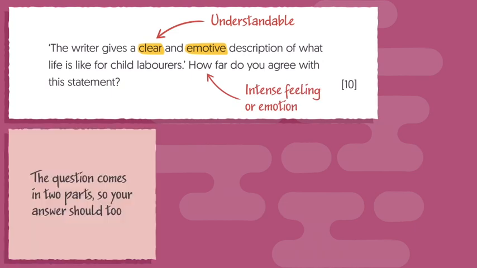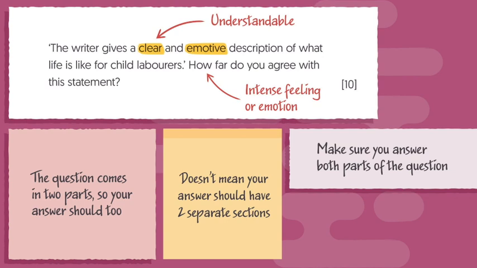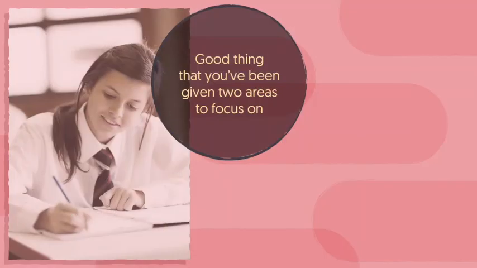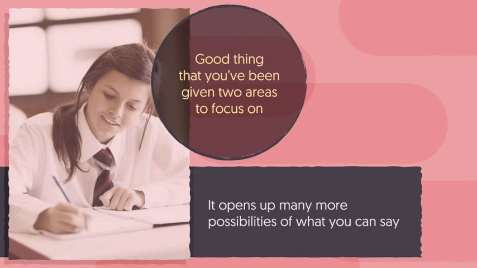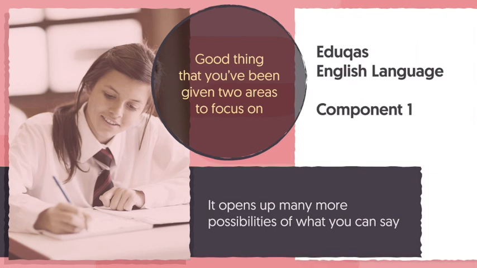The question has come in two parts, so your answer should come in two parts as well. This doesn't mean you should write your answer in two separate sections. It just means you need to make sure you answer both parts of the question, giving evidence and analysis for clear and evidence and analysis for emotive. Again, see it as a good thing that you've been given two areas to focus on. It opens up many more possibilities of what you can say. This is similar to the questions in Component 1, where you're given more than one character to focus on.